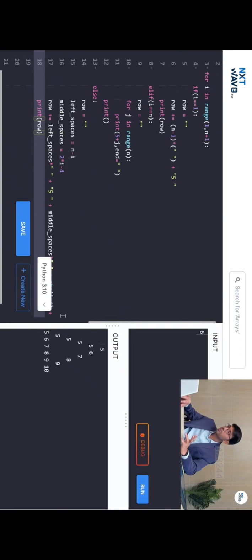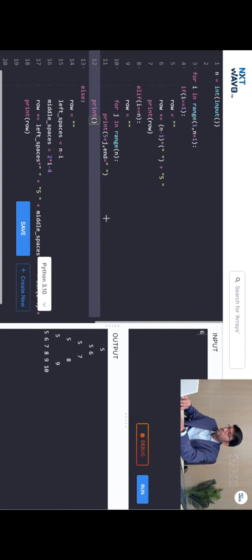So in this way, we can solve this particular problem, right? Problem 2 is also solved. So let's move to the final problem.